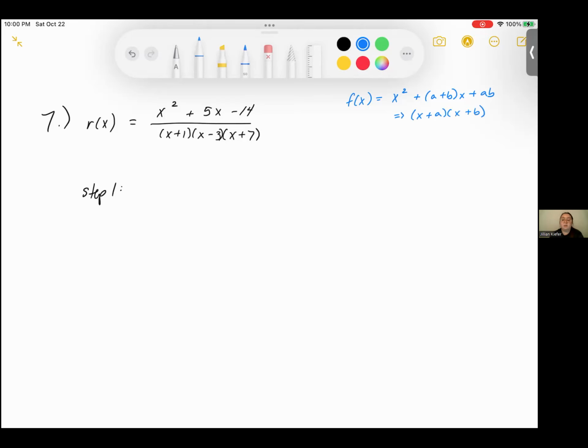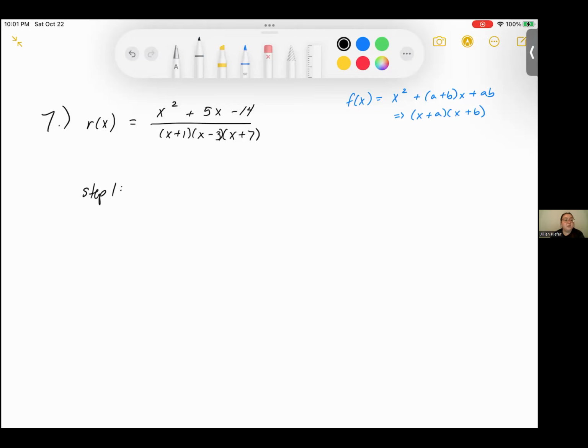So really what you're looking for is that you want 2 numbers that multiply to that last number, and those 2 numbers also need to add to the one in the middle, the one being multiplied by x. So in our case, for step 1, we've got x squared plus 5x minus 14 in the numerator. We want to know 2 numbers that multiply to negative 14 and also add to 5. So we can think of all the factors of negative 14: 14 and 1, 7 and 2. So really the only ones there.